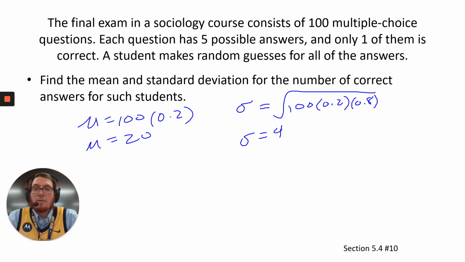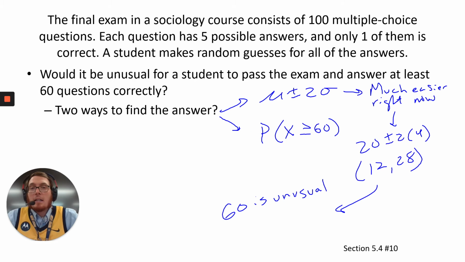We're getting at least 60 answers correct to be unusual. There's 2 ways to find that. One way is to do the probability of x greater than or equal to 60. StatCrunch can do this, but by hand that's a little bit more challenging to do. So for what we're going to be looking at for a test situation, probably just do the 2 standard deviation approach. So 20 plus or minus 2 times 4, which would be 8.